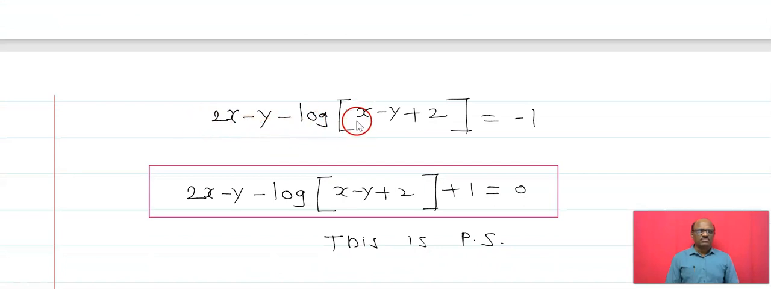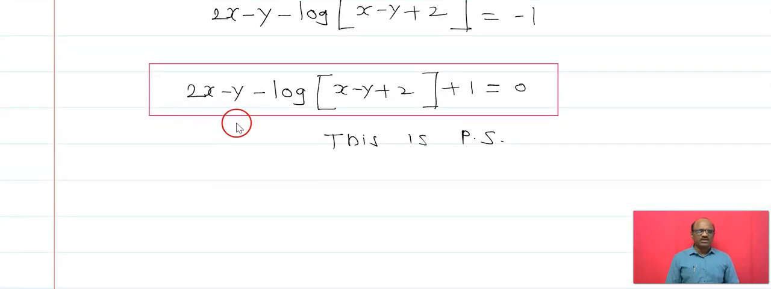Therefore you will get 2x - y - log(x - y + 2) = -1, and therefore 2x - y - log(x - y + 2) + 1 = 0, and this is the particular solution. And in this way we have completed exercise 6.3.